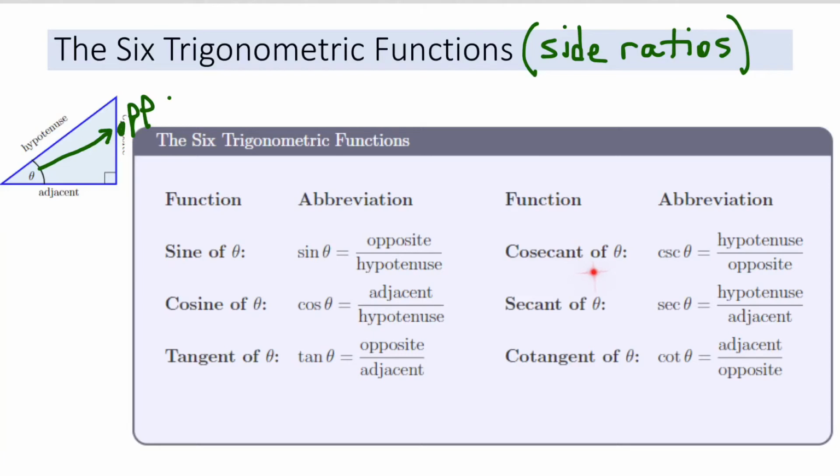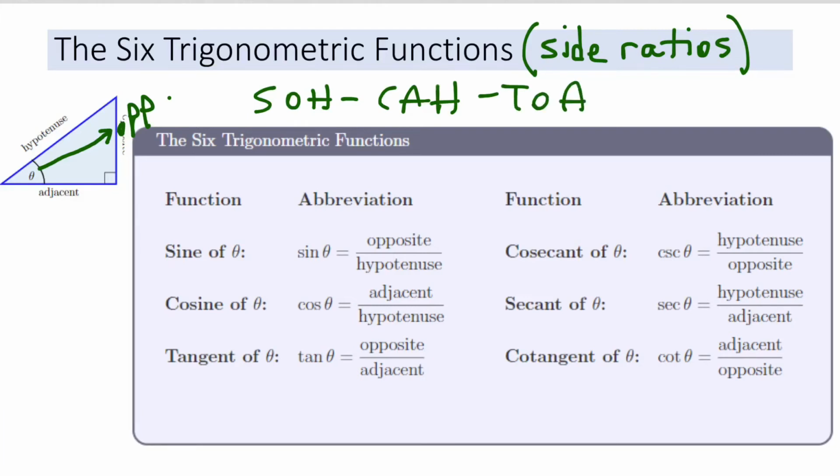The cosecant is the reciprocal of the sine. The secant is the reciprocal of the cosine. And the cotangent is the reciprocal of the tangent. So we have a way of easily remembering the left-hand side, SOHCAHTOA. You may have heard of this when you're in geometry.